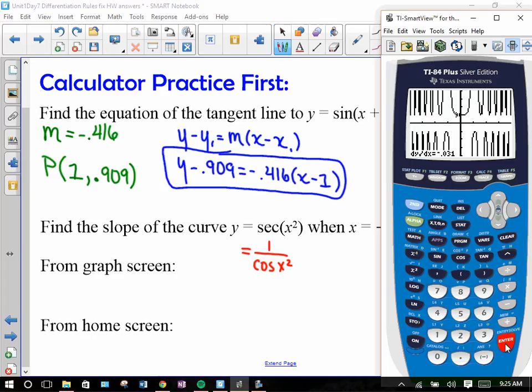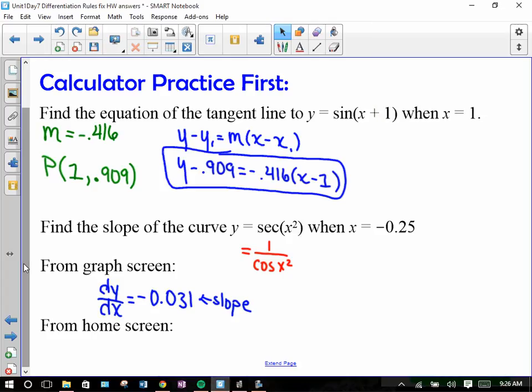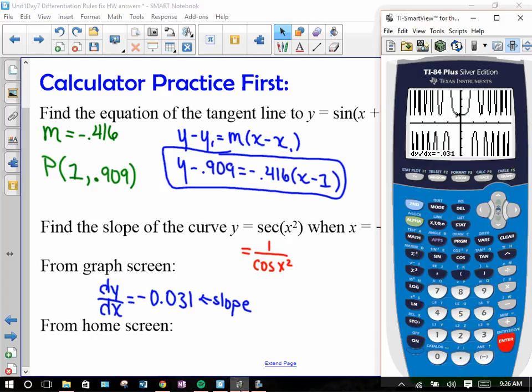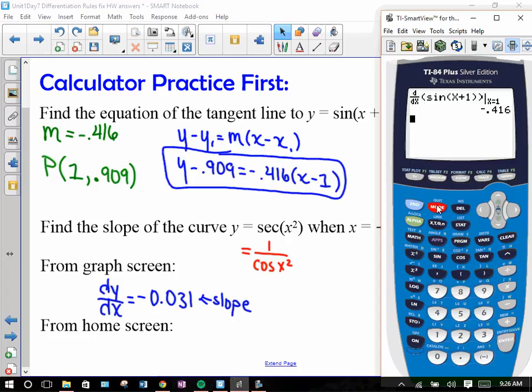negative 0.021. So dy/dx is equal to negative 0.031, and the slope. Yeah. So you can go back and see the calculator. And then for the home screen, do it again. We just have to go back here.